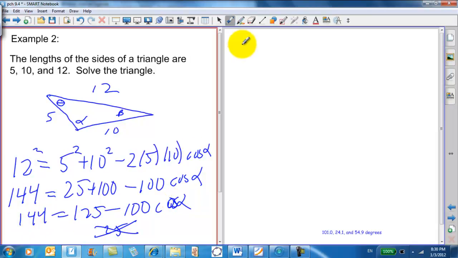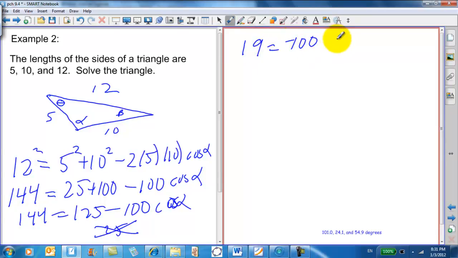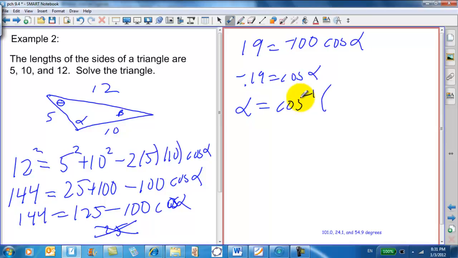Subtract 125 from both sides, and you get then 19 equals negative 100 cosine of alpha. Divide both sides by negative 100, we get negative 0.19 equals cosine alpha. And now you can use inverse cosine. And this is where the law of cosines is better than the law of sines. In fact, that doesn't have this ambiguity. If you take the inverse cosine of negative 0.19, you know whether you've got an obtuse angle. And that's where we get the alpha of 101.0 degrees.